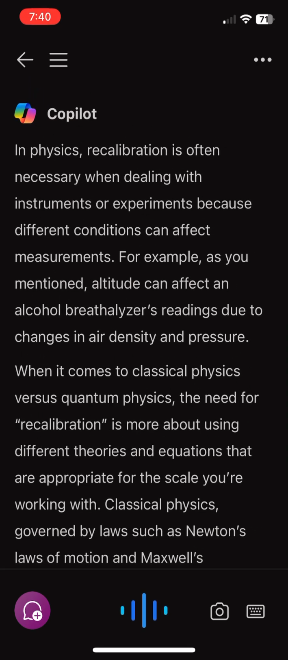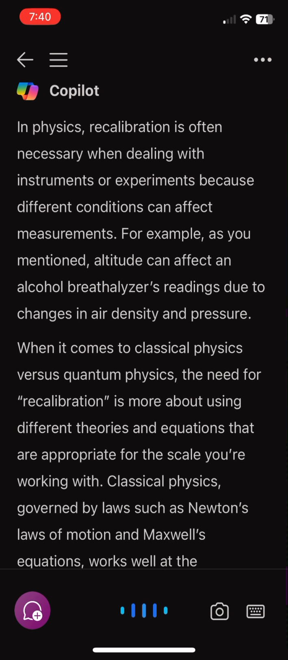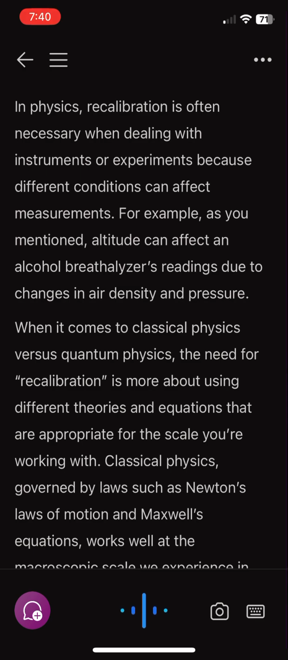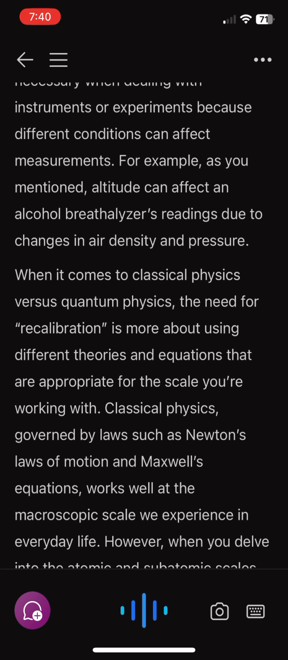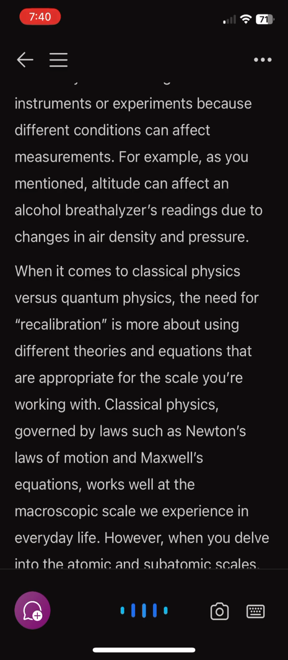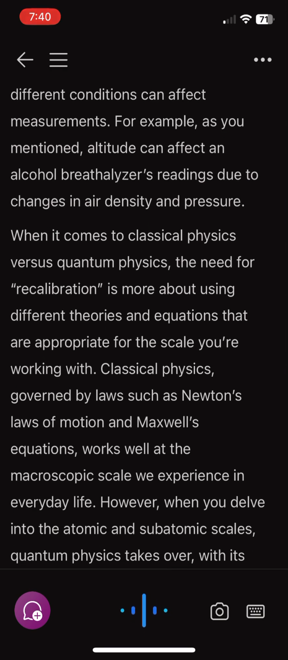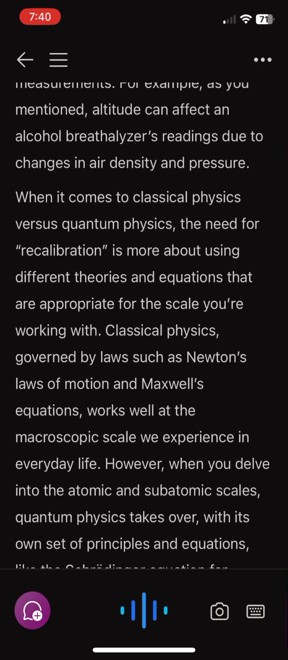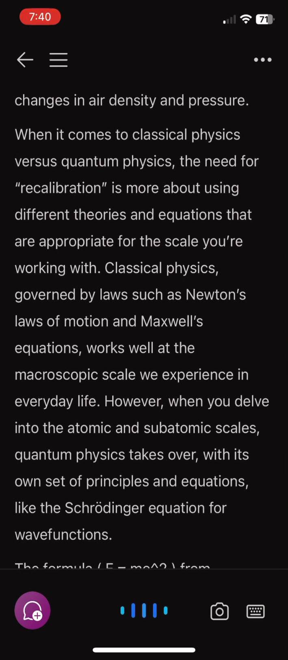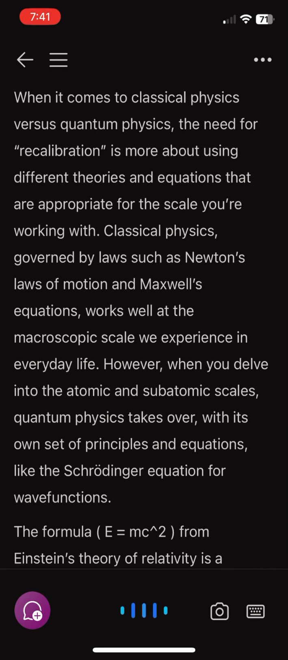In physics, recalibration is often necessary when dealing with instruments or experiments because different conditions can affect measurements. For example, as you mentioned, altitude can affect an alcohol breathalyzer's readings due to changes in air density and pressure. When it comes to classical physics versus quantum physics, the need for recalibration is more about using different theories and equations that are appropriate for the scale you're working with.